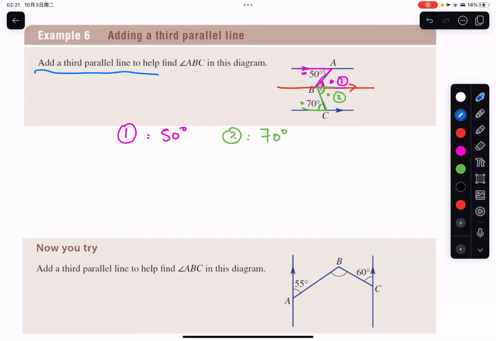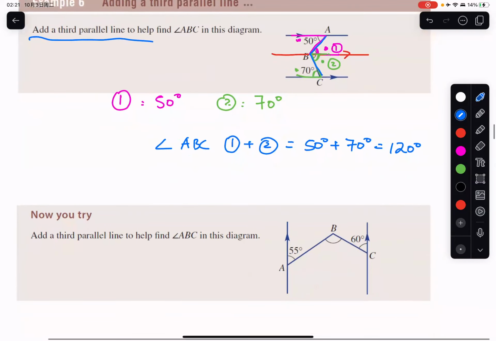Now angle ABC equals that one, which means we're going to add them together. 1 plus 2, which is 50 plus 70, and it's 120 degrees. So you can see it's very straightforward, very similar.